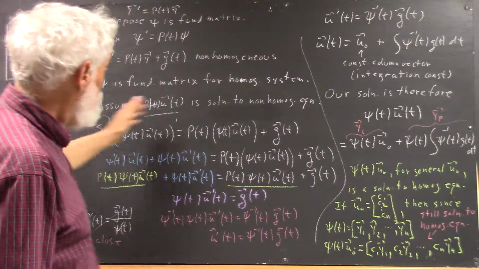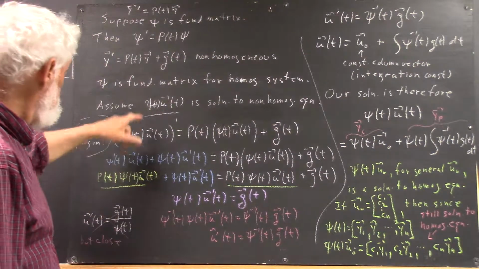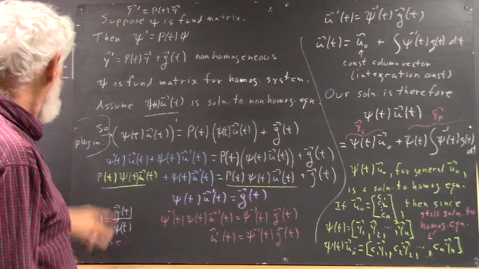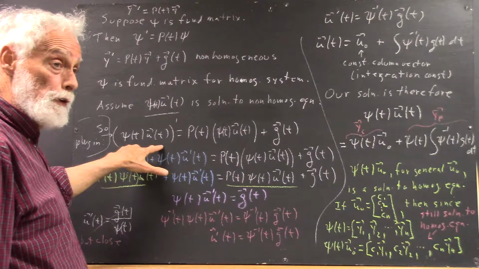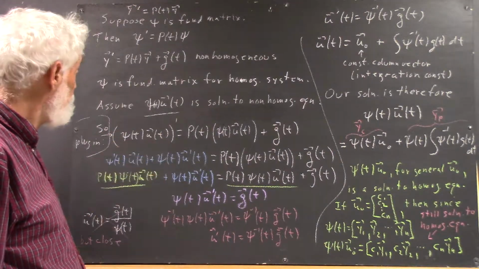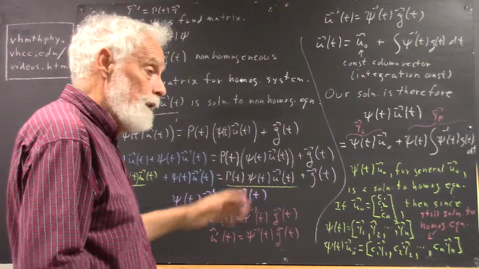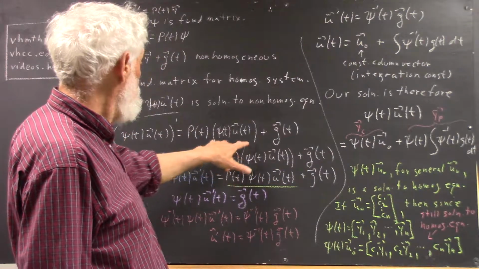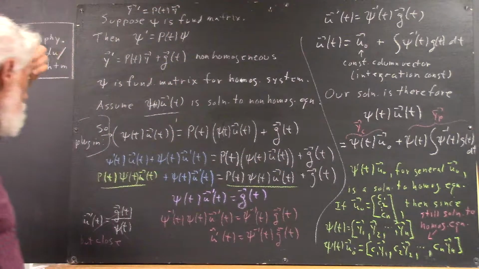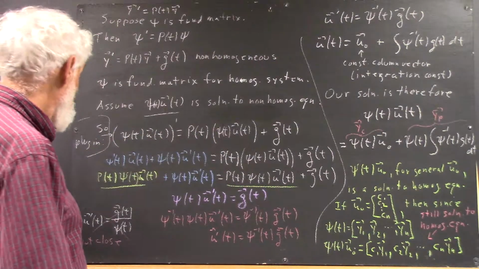If we have a solution to the non-homogeneous equation, then we plug it into our non-homogeneous equation and see what we get. We get the derivative of our proposed psi of t u of t solution. It's not a solution yet. And that's going to equal p of t times that same solution plus our g of t. We take the derivative using the product rule.